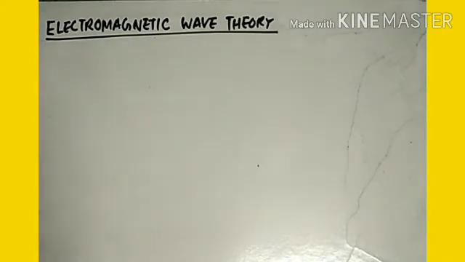Now the time comes to conclude the electromagnetic wave, right? So basically, the scientist Maxwell explained this electromagnetic wave theory in 1864. So what he said, let's see that.